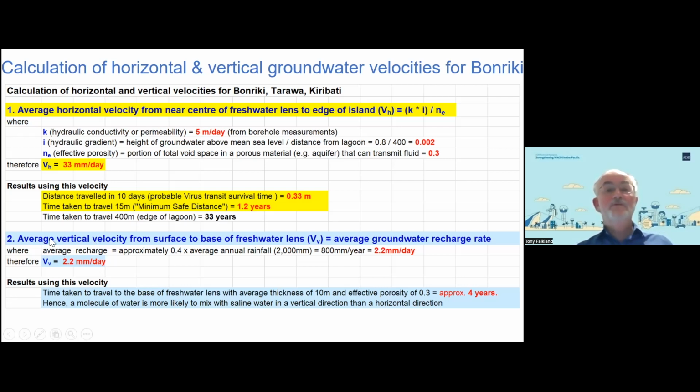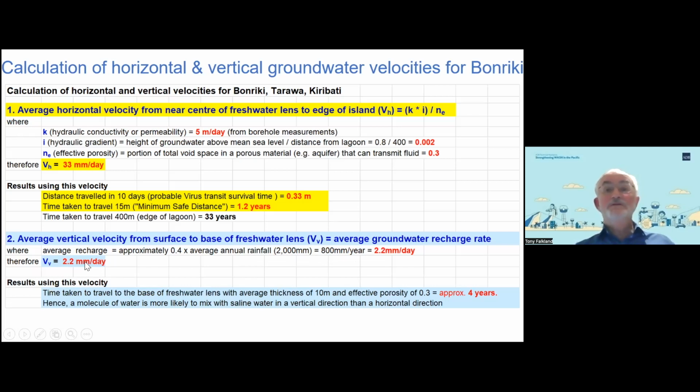Now, in terms of vertical velocity, from the surface of the freshwater lens to the base, the velocity is equal to the groundwater recharge rate. And the recharge rate has been calculated as about 40% or 0.4 of the average annual rainfall based on previous studies, which then means the average recharge using 2000 millimeters average rainfall is calculated about 800 millimeters per year, and that works out to be about 2.2 millimeters per day. And hence the vertical velocity is about 2.2 millimeters per day.